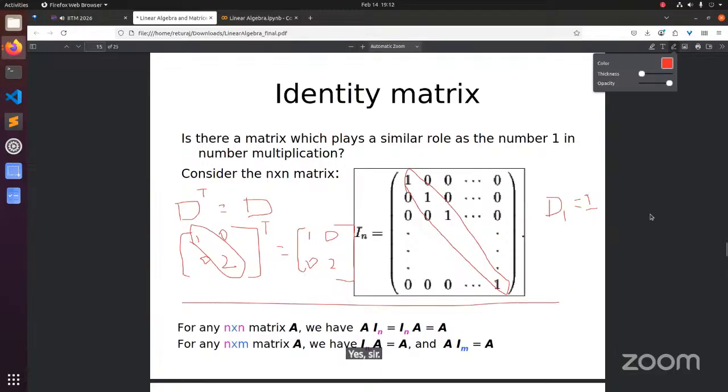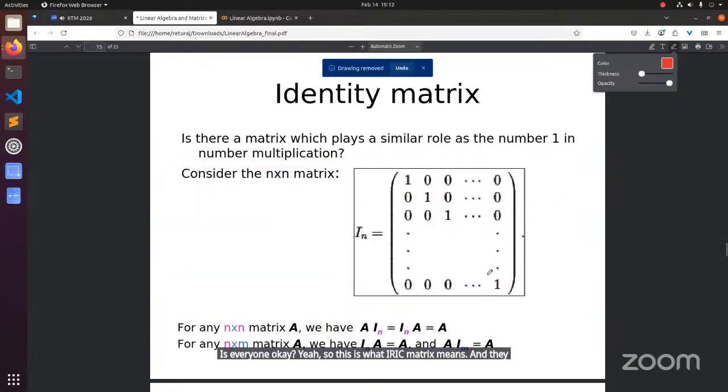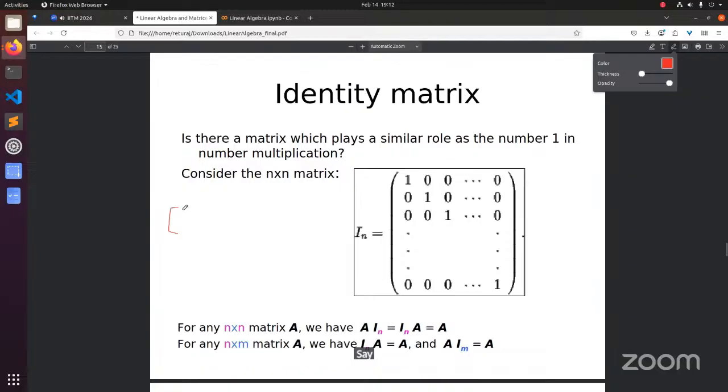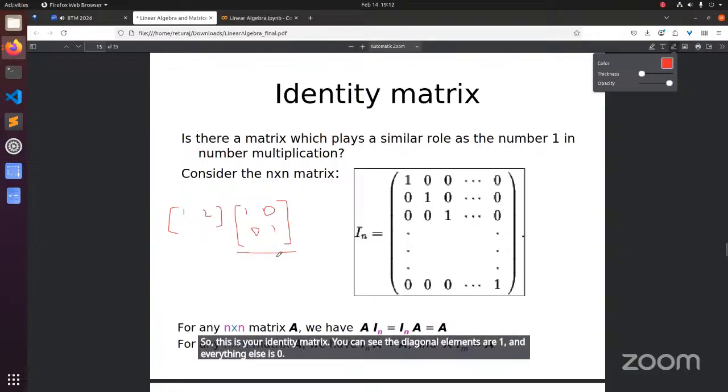So this is what identity matrix means. And they have a very interesting property. The property is that when you multiply, let's do an example. Say you have a matrix 1, 2, and another 1, 0, 0, 1. So this is your identity matrix. You can see the diagonal elements are 1 and everything else is 0.